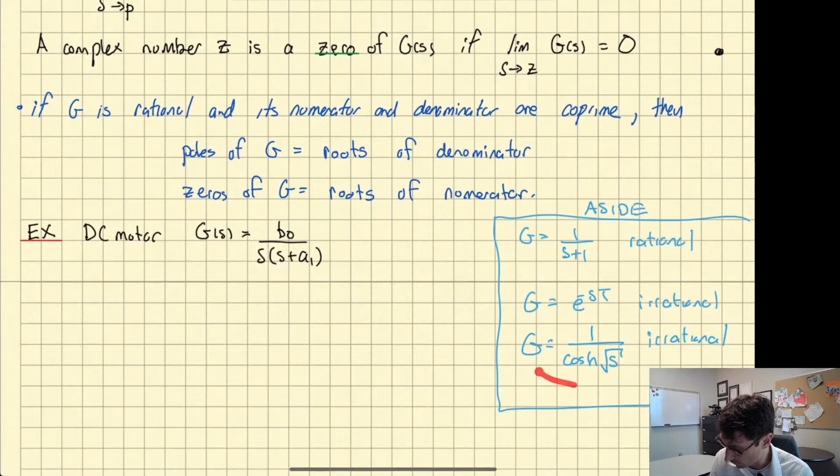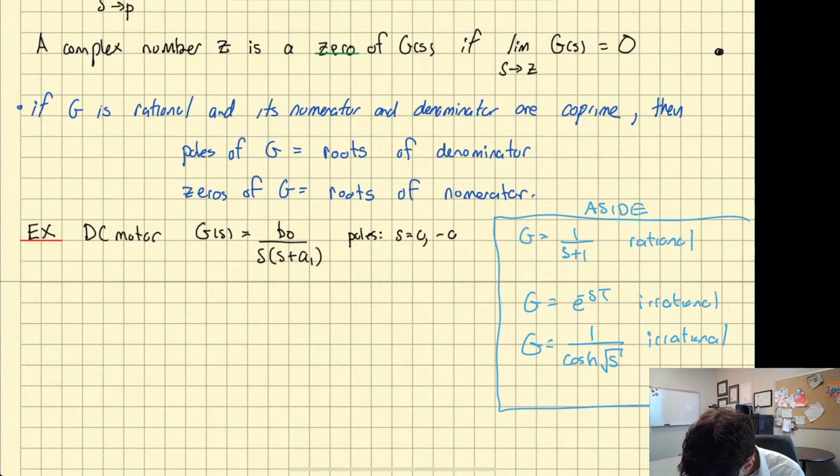I'll just mention that this is the transfer function of a transmission line in power systems. Okay, so in this case, poles at s equal to 0 and negative a1, and zeros, none.